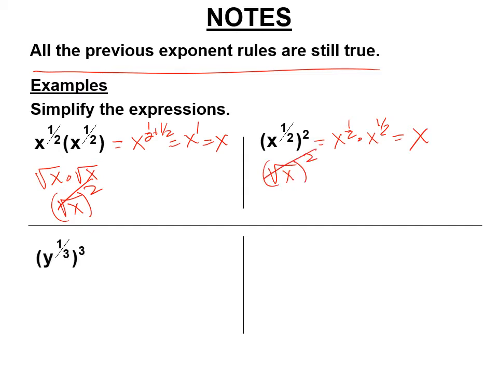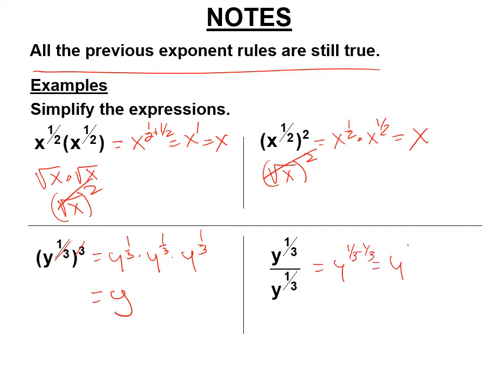All right, so let's see. y to the 1/3 cubed. That's y to the 1/3 times y to the 1/3 times y to the 1/3. What's 1/3 plus 1/3 plus 1/3? 3/3. This is y to the first, y. So I guess cube roots and cubes cancel each other out. What do you have if you have the same thing top and bottom, right? You subtract the exponents here, this is y to the 0, 1 whole.